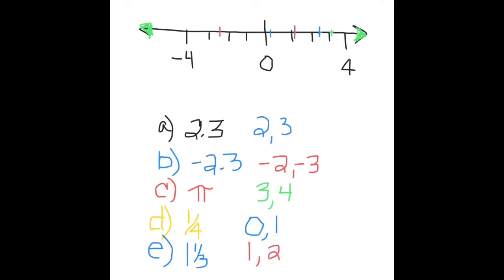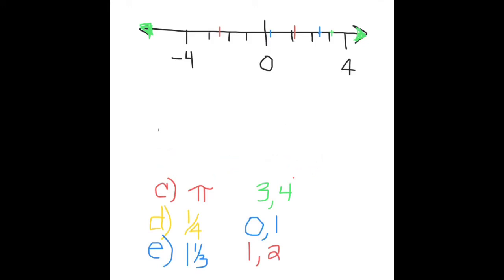We're almost done. Let's look at example F. So example F asks us what integers does the number negative 2 and 1/5 fall between? Well, this is negative 1, negative 2. So negative 2 and 1/5 is probably somewhere right here. That's in between the numbers negative 2 and negative 3.